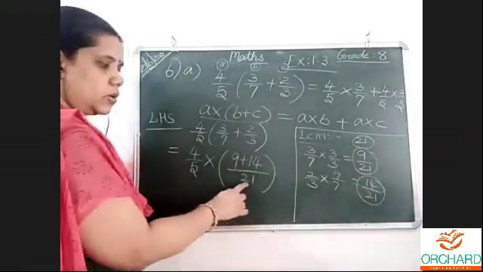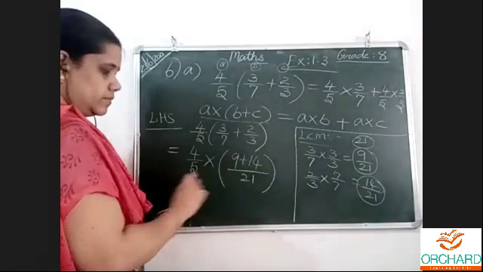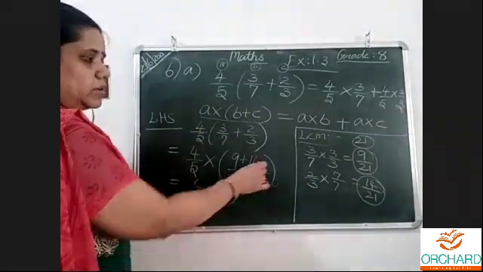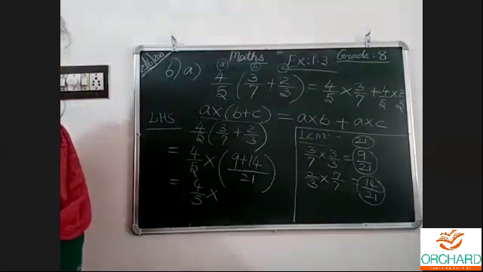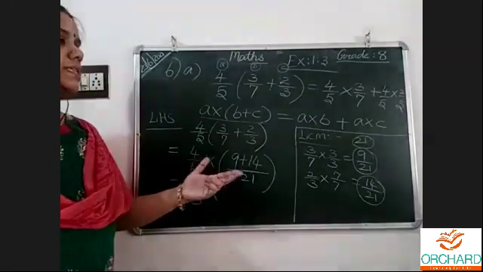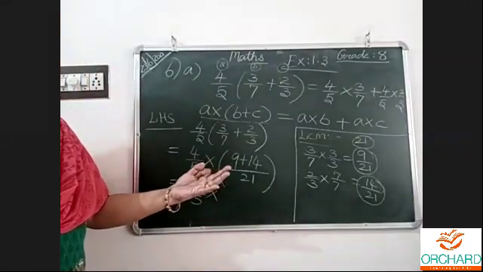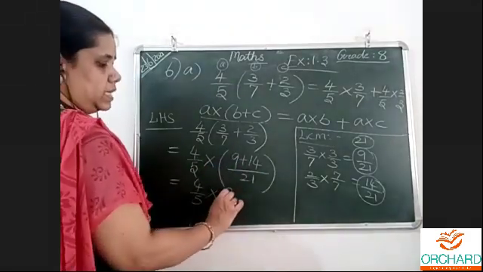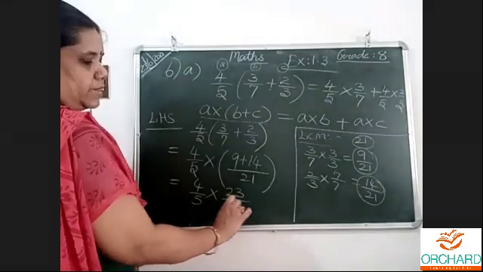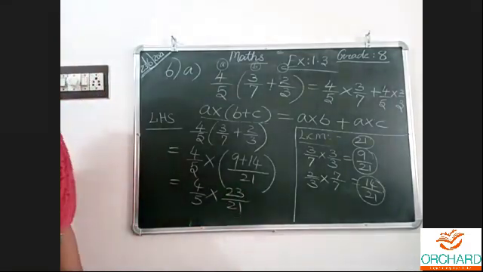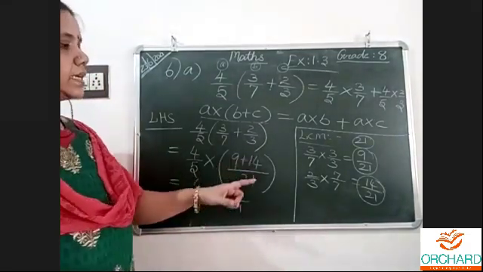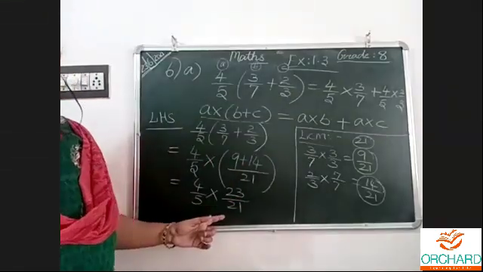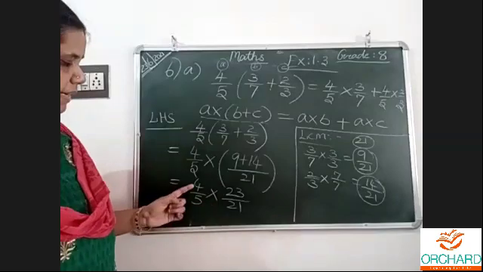Numerator plus numerator over the common denominator. Then only we'll do cancelling. 4 by 5 into, what is 14 plus 9? 23. Okay, 14 plus 10 is only 24, so 14 plus 9 is 23. 23 by 21. Now can we do the cancelling?